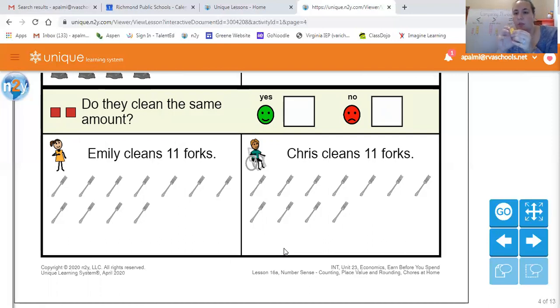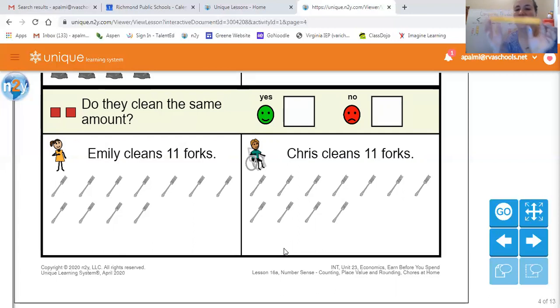1, 2, 3, 4, 5, 6, 7, 8, 9, 10, and 11. Sorry guys, Miss Dailey's blocks are very old.